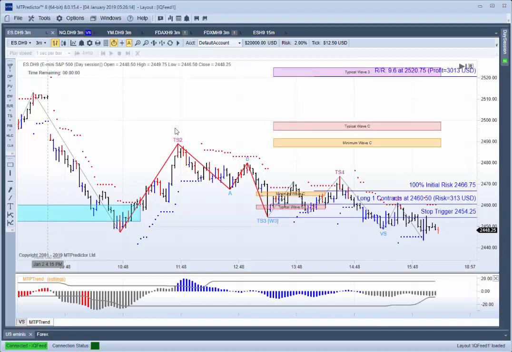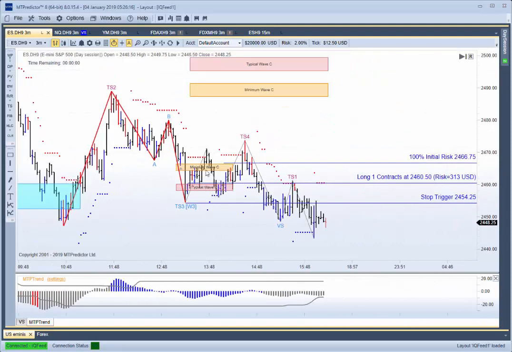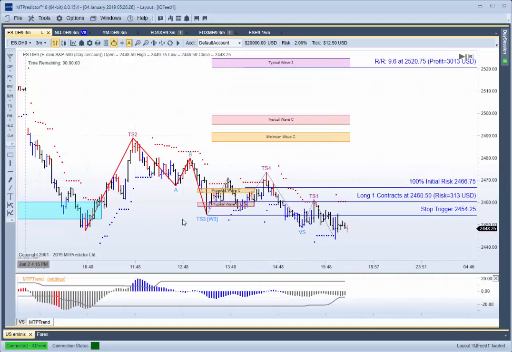If I turn training mode off, you can see the market actually went sideways for a bit, went up, made a TS4 sell, and then came down and would have stopped you out. So in other words, this trade did not unfold as anticipated. And that's the whole point of this video, to show you that no matter how good a trade setup is, there will be times when they do not unfold as anticipated.